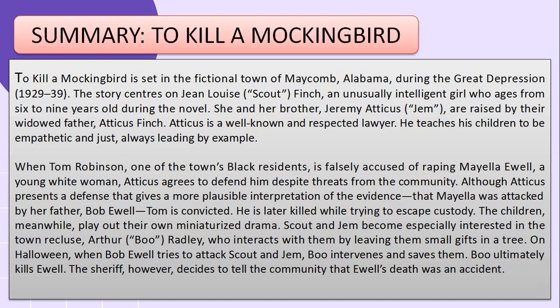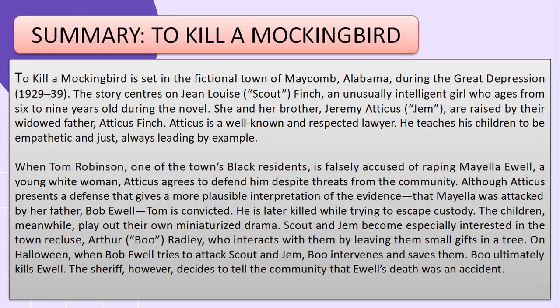Although Atticus presents a defense that gives a more plausible interpretation of the evidence, that Mayella was attacked by her father, Bob Ewell, Tom is convicted. He is later killed while trying to escape custody. The children, meanwhile, play out their own miniaturized drama.